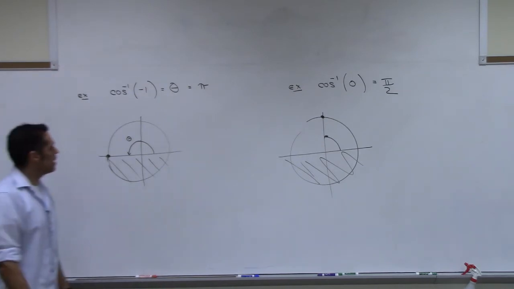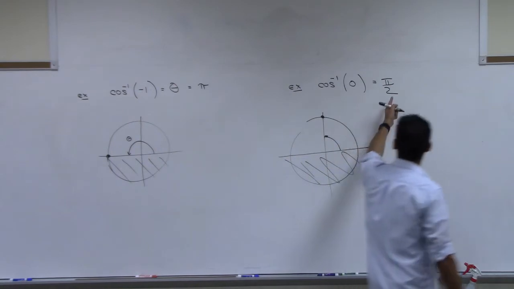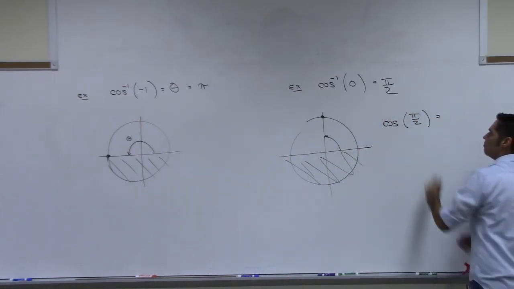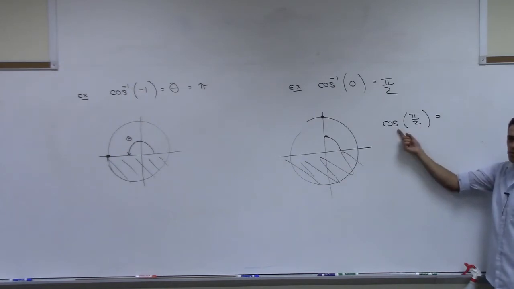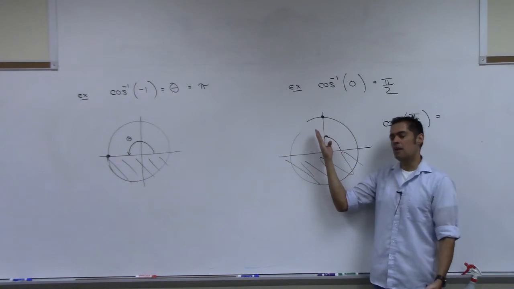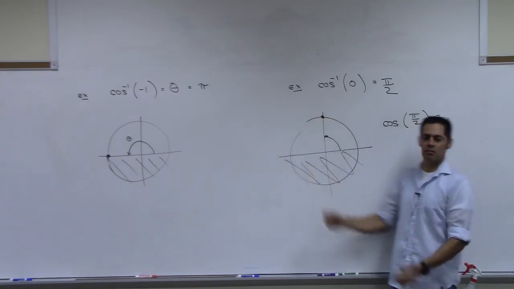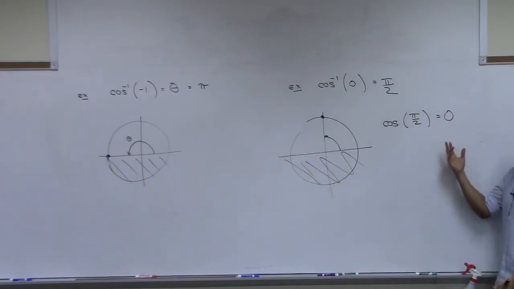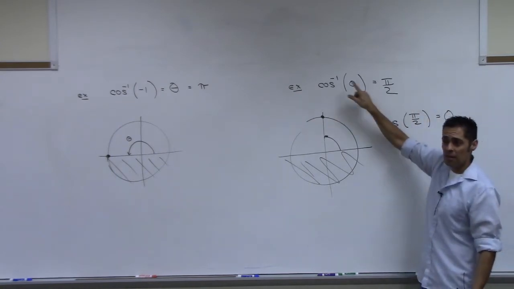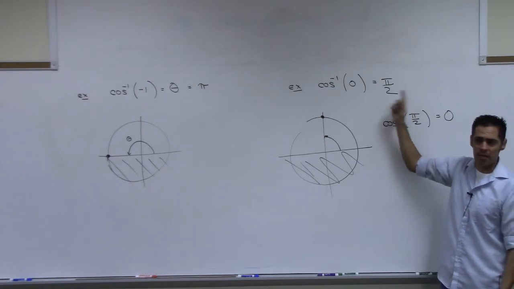Now, there is a way you can check your answer. You can take that answer and plug it into cosine. Take pi over 2, plug it in cosine, and you're doing the reverse: go to pi over 2 and give me the x-coordinate. It's 0. It matches. Pi over 2 goes into cosine, it spits out 0. 0 goes into the inverse cosine, spits out pi over 2. So it takes it back to where it came from.